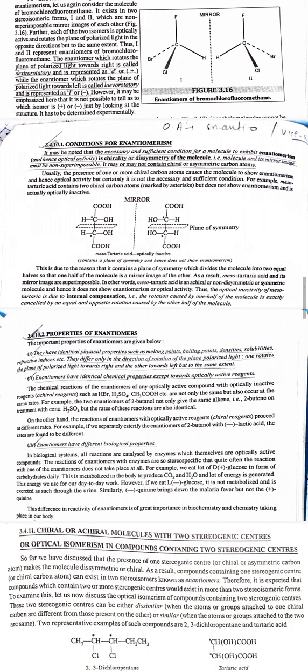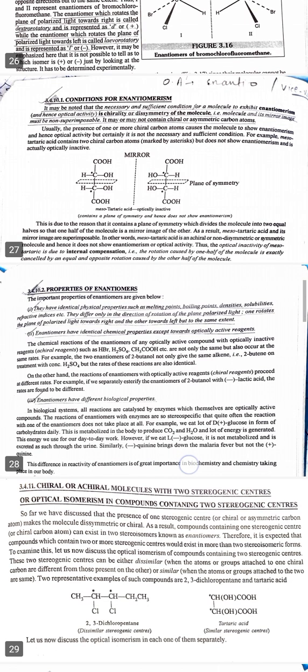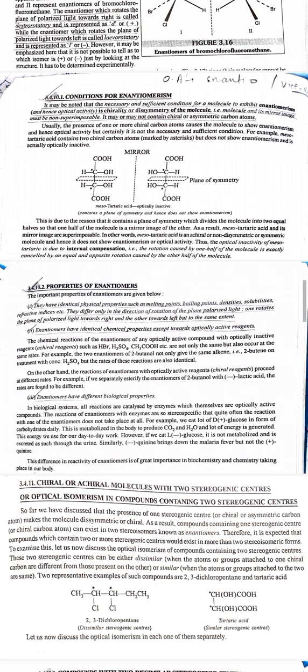Condition for enantiomerism. It may be noted that the necessary and sufficient condition for a molecule to exhibit enantiomerism and hence optical activity is chirality and dissymmetry of the molecule, and its mirror image must be non-superimposable. It may or may not have chiral or asymmetric carbon atoms. For example, meso-tartaric acid is optically inactive, contains a plane of symmetry and hence does not show enantiomerism.